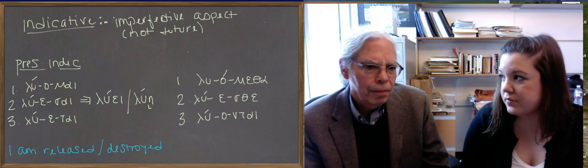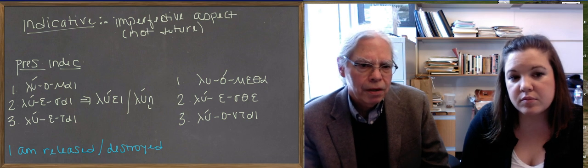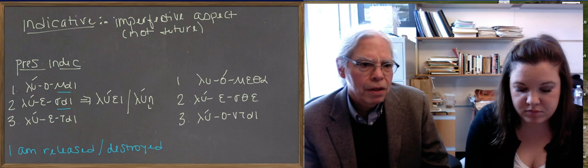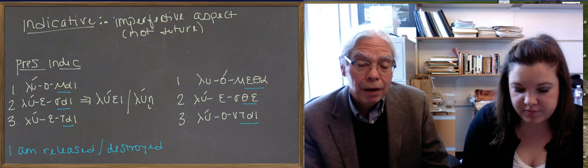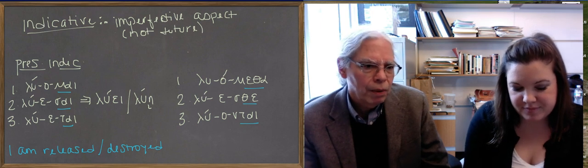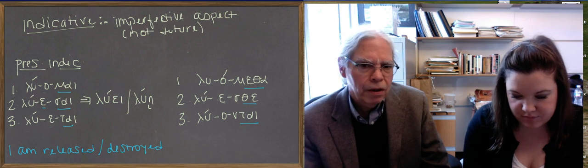So if you look at the forms, what have you got? You've got mai, sai, tai, metha, sthe, ntai, and in between them, we've got o, e, e, o, e, o. You know what that is. That's the thematic vowel, right? And it's coming between the stem of the verb, lu, and the personal endings, mai, sai, tai, metha, sthe, ntai.